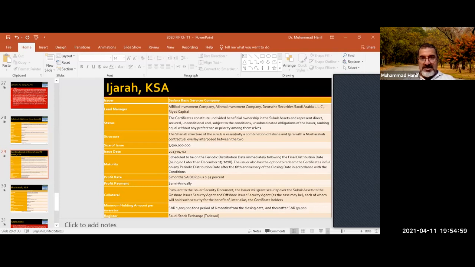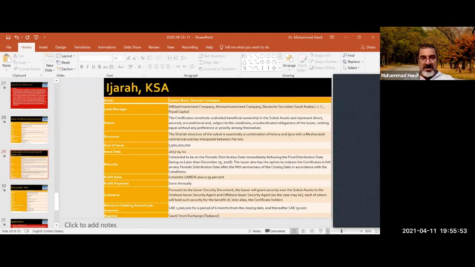The Sharia structure of the Sukuk is essentially a combination of Istisna and Ijara with a Musharaka contractual overlay interposed between the two. Size of issue was 7.5 billion. Issue date 2013. Maturity scheduled to be on the periodic distribution date immediately following the final distribution date, being no later than December 15, 2028. The issuer also has the option to redeem the certificate in full on any periodic distribution date after the 5th anniversary of the closing date in accordance with the conditions. Yani after 5 years, you have call option. Profit rate 6 months SIBOR plus 0.95%.